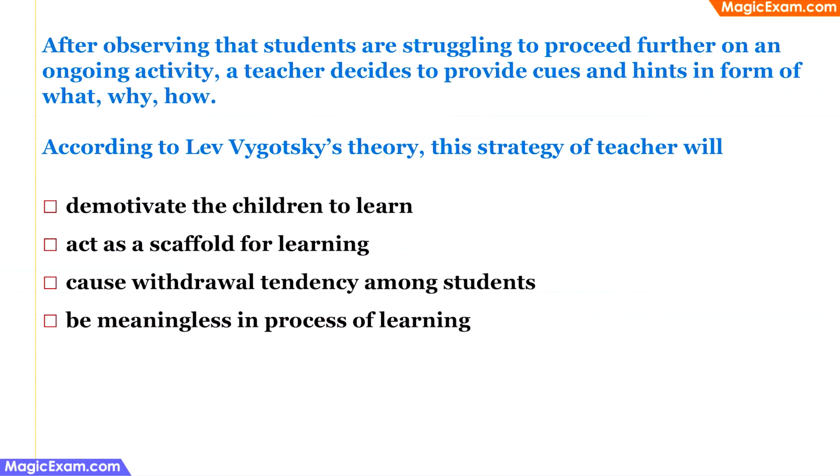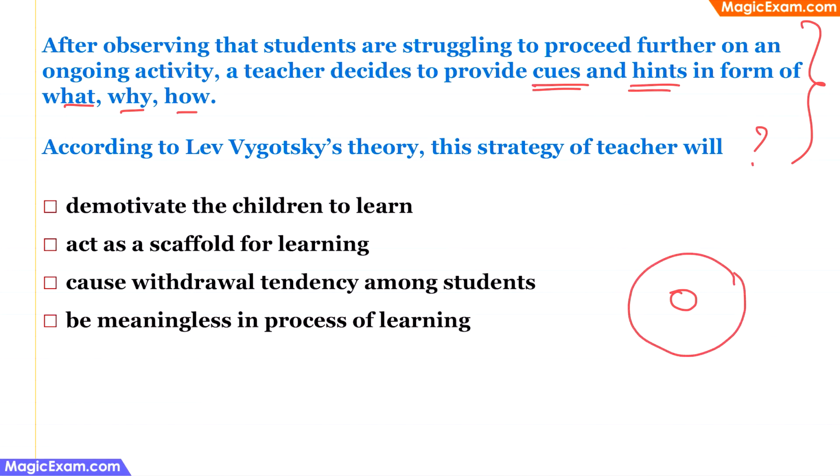After observing that students are struggling to proceed further on an ongoing activity, a teacher decides to provide cues and hints in the form of what, why, and how. According to Lev Vygotsky's theory, this strategy of the teacher will do which of the following? Now, if you look at the situation that is being described in this question, there is a set of things that the children can do independently. Now the teacher has realized that the activity that they are doing, they are not able to complete it without some help or assistance or guidance from her.